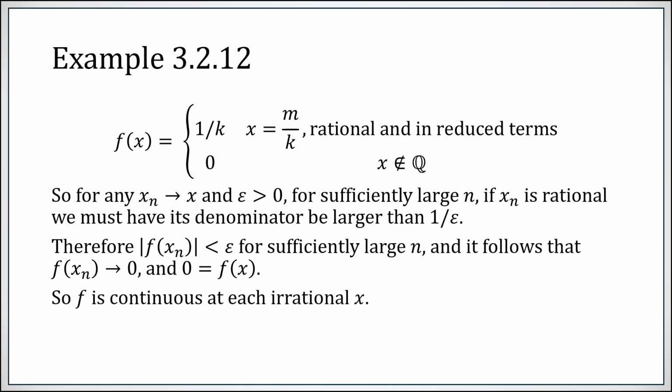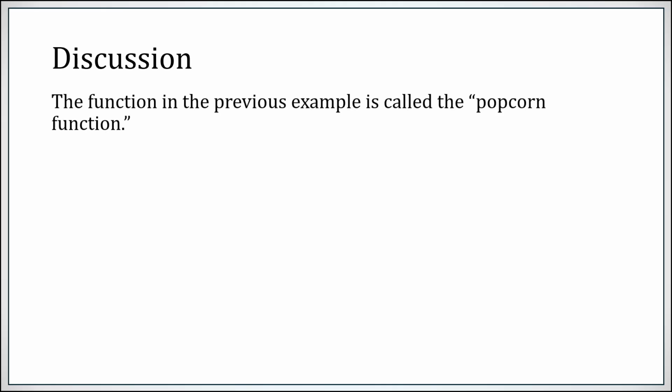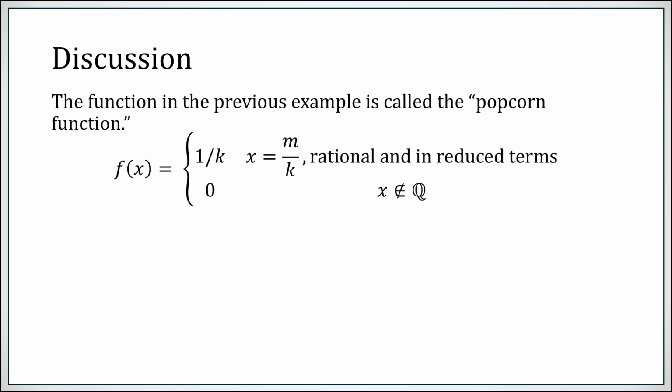Therefore, f is continuous at irrational x. We've made a very weird function. It's continuous on irrational points and discontinuous on rational points. So the rather interesting function from the previous example is called the popcorn function.